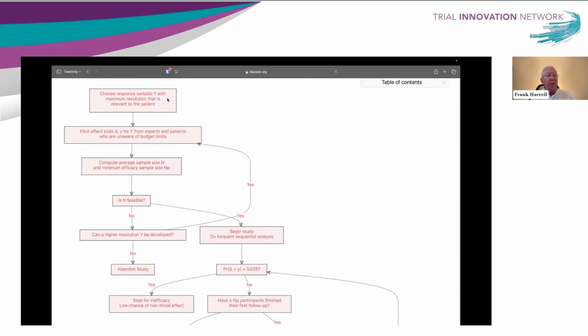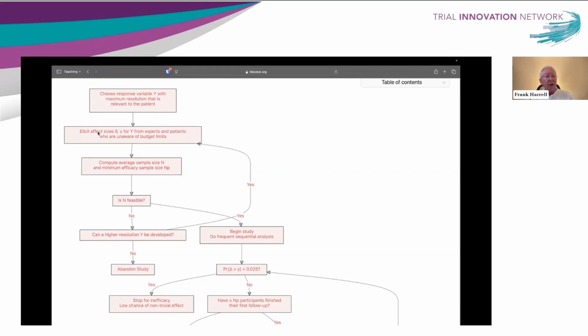So you start off, and this is one of your keys to success, by choosing a high information patient outcome variable. So you want to choose the outcome variable Y that has maximum resolution. So you want to have minimum measurement error. You want to have maximum retest reliability. And you want this variable to be a continuous variable if humanly possible. A continuous variable will have maximum resolution, meaning maximum Bayesian and frequentist power.